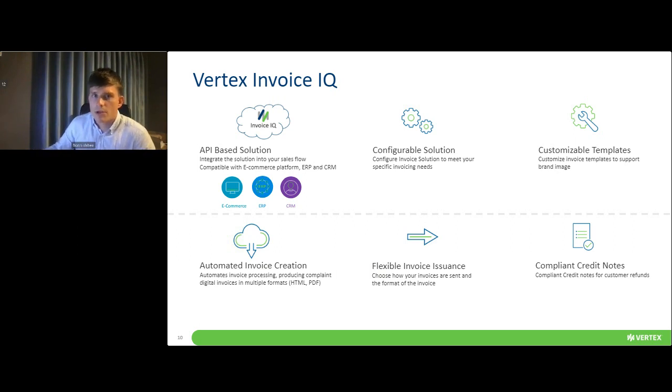One thing that's quite important with this solution is its ability to support configuration and customization.